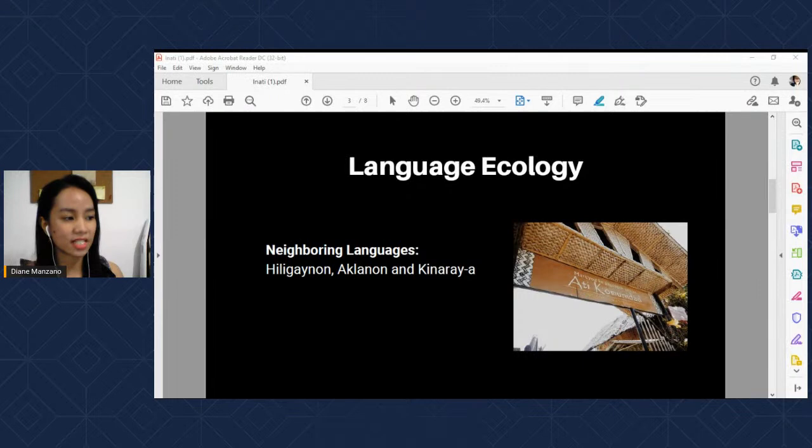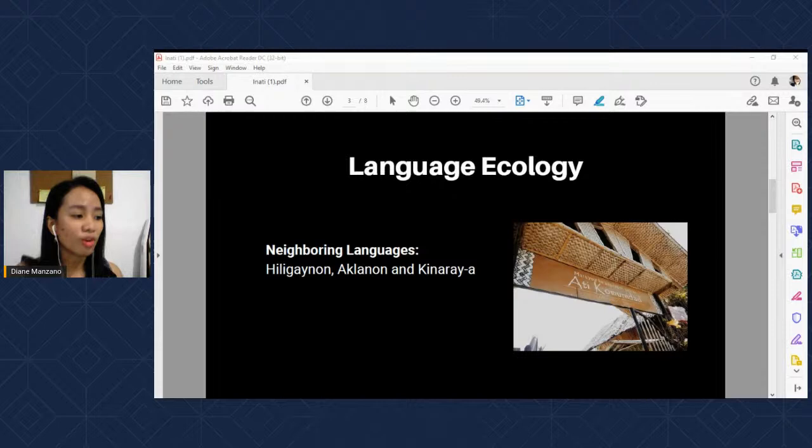Now, the Inate community where I did my fieldwork is situated in Numancia, Aklan. It is a few minutes away from the town proper and has a population of more or less 100 Inate inhabitants. Most of the Inate speakers in Numancia, Aklan can speak and understand Aklanon. The younger generation is also more familiar and would most likely use this for transactions outside the community, like the marketplace or the school, since there is no established daycare center or preschool center for Inate speakers in Numancia.